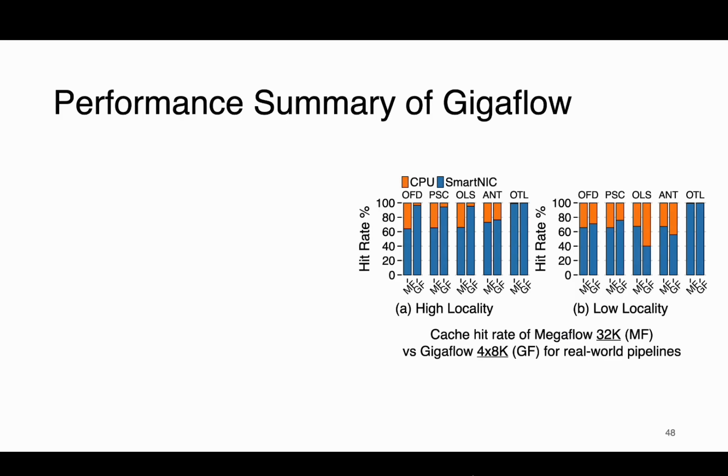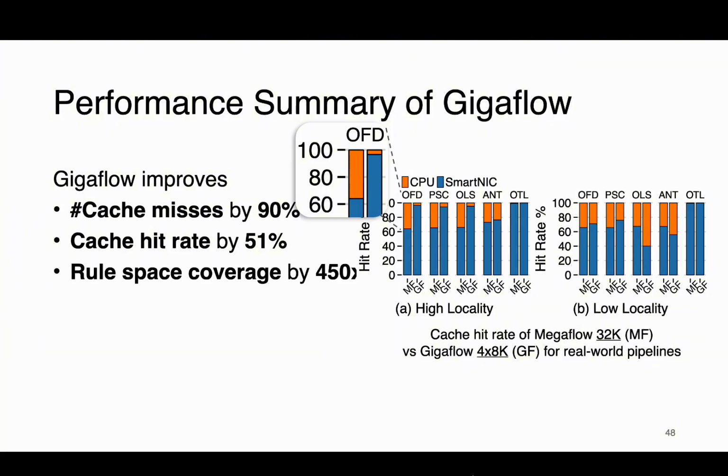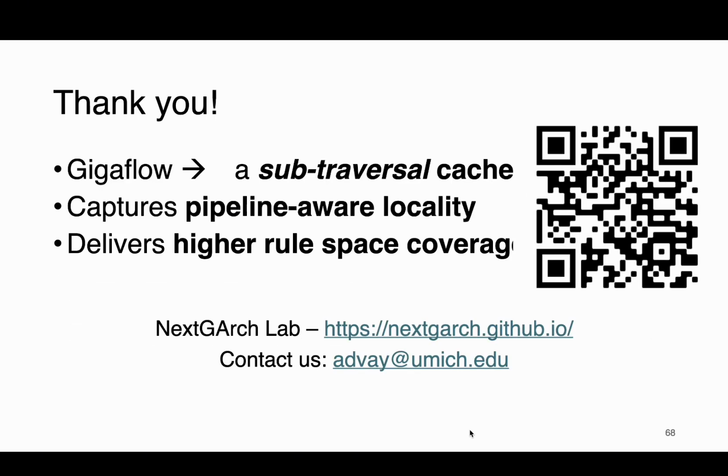We ran similar experiments with various different virtual switch pipelines. We compared the Gigaflow caches and the Megaflow caches, and we noticed that Gigaflow has massive improvements in several metrics. Gigaflow decreases the number of cache misses, increases the hit rate, increases the rule space reusability, decreases the number of cache entries required, and also decreases the forwarding latency. So to summarize, Gigaflow is a sub-traversal cache which captures pipeline-aware locality and delivers high rule-space coverage.